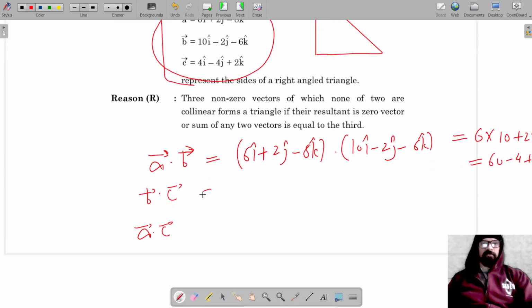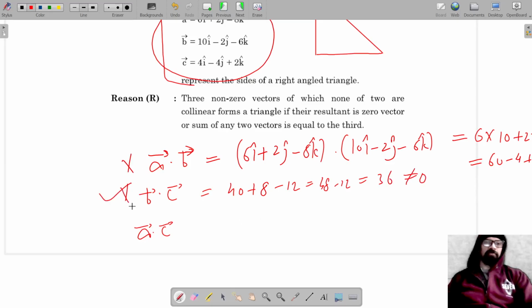Let's find out the dot product of B and C. So dot product of B and C would be 40 plus 8 minus 12, which is 48 minus 12, which is 36, which is not equal to 0. So that means these two are not perpendicular.